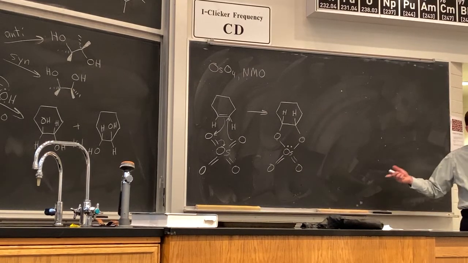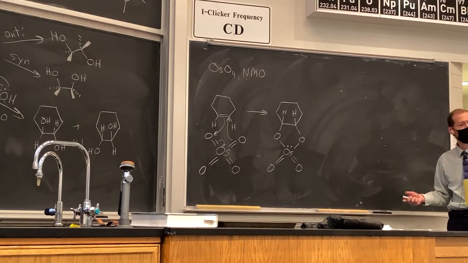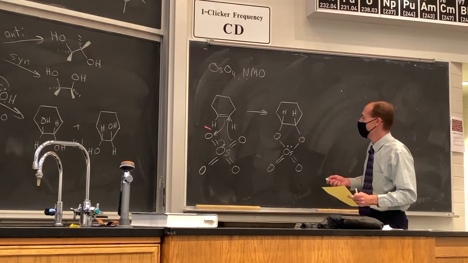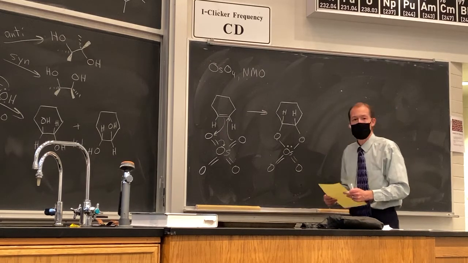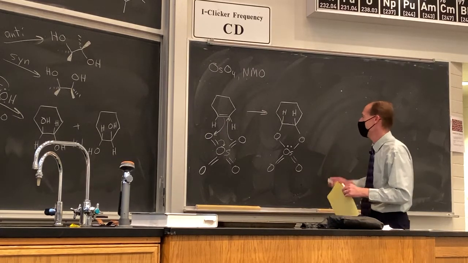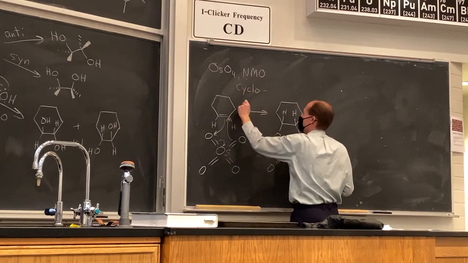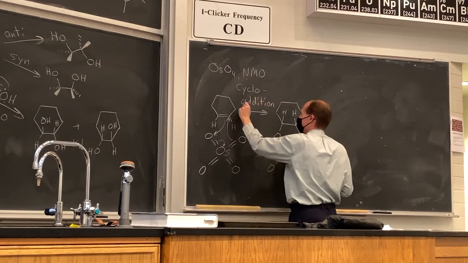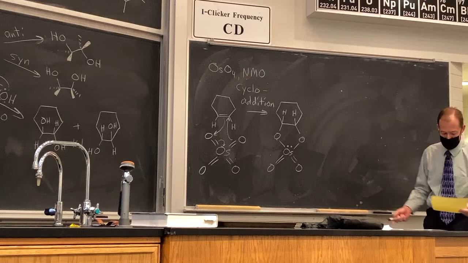Okay. So in addition to being oxidation, where we've created 2 new carbon-oxygen bonds, this is also an addition because we've added these oxygens, and it's an addition that forms a new ring. So we can refer to this step as a cycloaddition. Okay, it's a special type of addition called a cycloaddition.